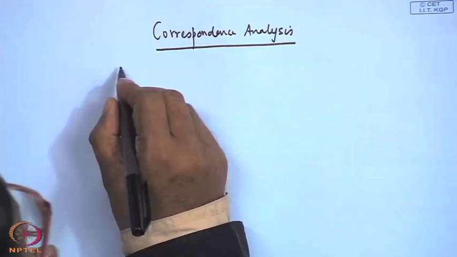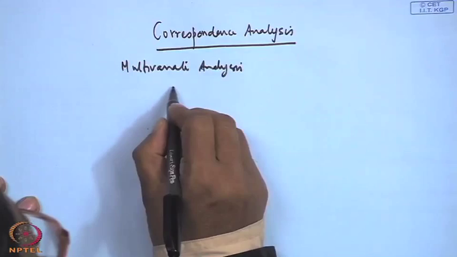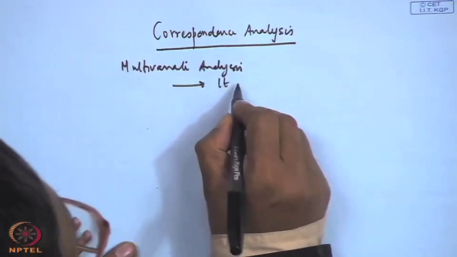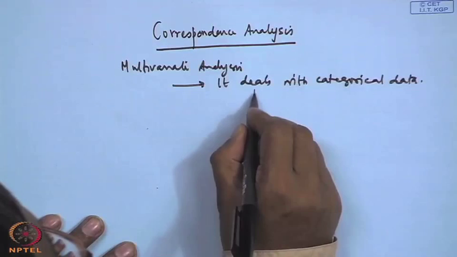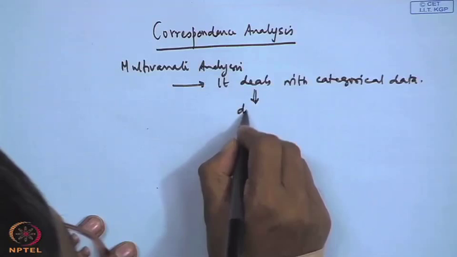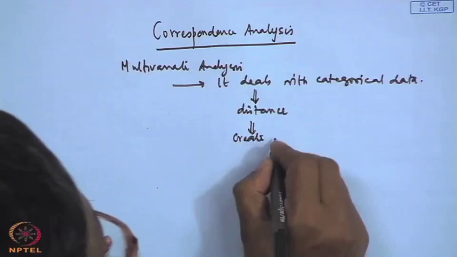Today we will discuss correspondence analysis. Correspondence analysis is a multivariate analysis. It has two components. One, it deals with categorical data. And then it converts this data to certain distance values, and using those distance values, it creates a perceptual map.